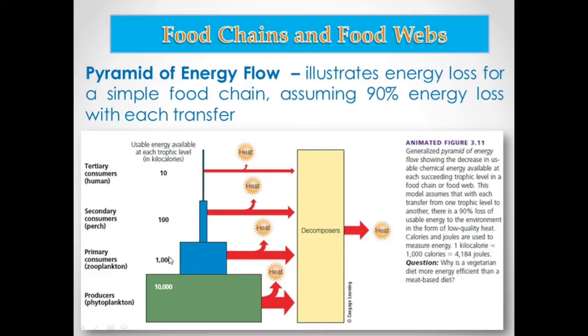Then 90% of that 1,000 is 900, and 1,000 minus 900 is 100. That is now available for the secondary consumers, which is the third trophic level. And 90% of 100 is 90, so 100 minus 90 would now be 10, which is the available energy for the next consumer, the tertiary consumer. So that is what the pyramid of energy flow is.